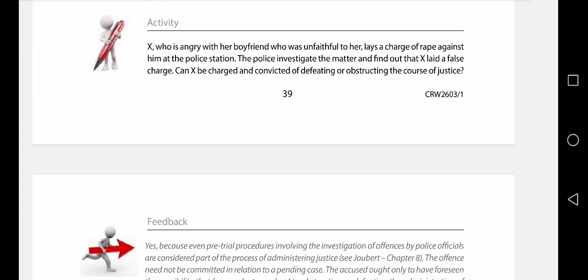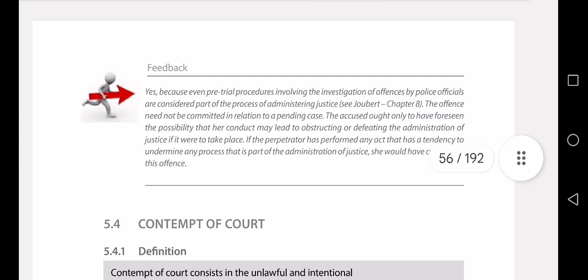Yes, because even pre-trial procedures involving investigation of offenses by police officers are considered part of the proceedings of the administration of justice. See Joubert chapter 8. The offense need not be committed in relation to a pending case. The accused ought only to have foreseen the possibility that her conduct may lead to obstructing or defeating administration of justice if they were to take place.